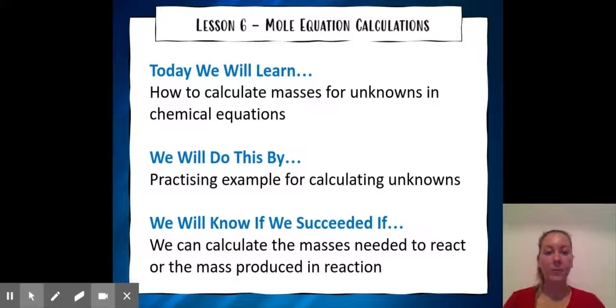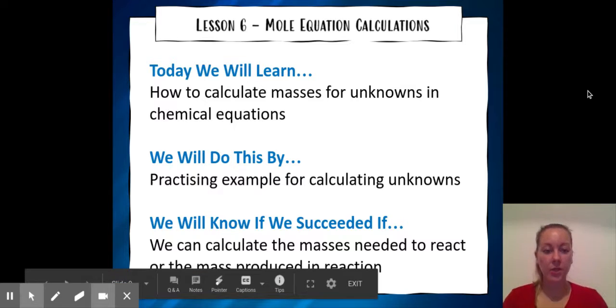Hopefully, we are able to calculate the masses needed to react or the mass produced in a reaction by doing either the triangle method or the mole ratio method. As I said, pick the method that is most simplistic to you and easy to use and completely ignore the other one. Nobody should be trying to attempt both methods. Pick one and stick with it. So that was lesson 6, mole equation calculations.